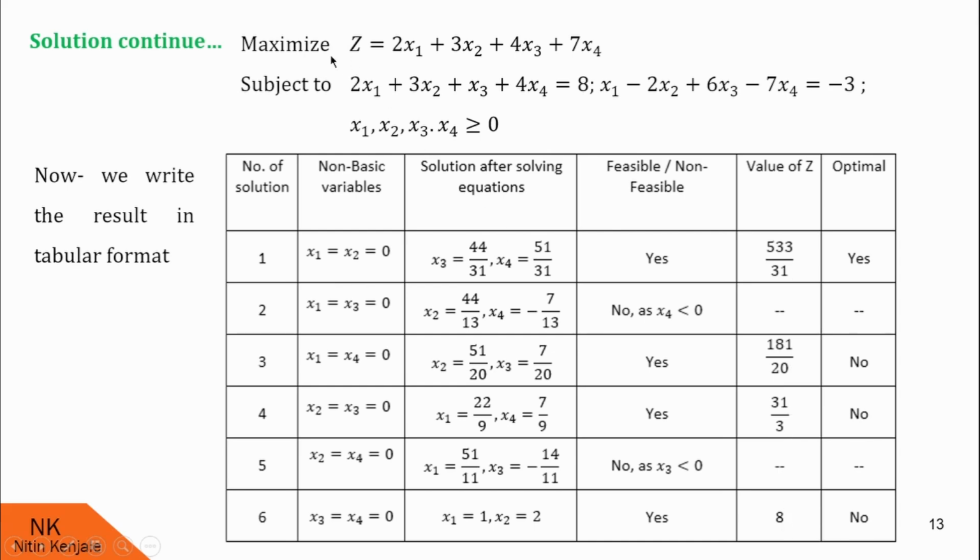Since objective function is of the type maximize, we will choose the maximum value among these four answers. The maximum value is 533 upon 31. So this is the optimal solution. Remaining solutions are not optimal solutions. This table represents the set of all possible feasible and non-feasible solutions of the given LPP. I hope guys you understood this part.